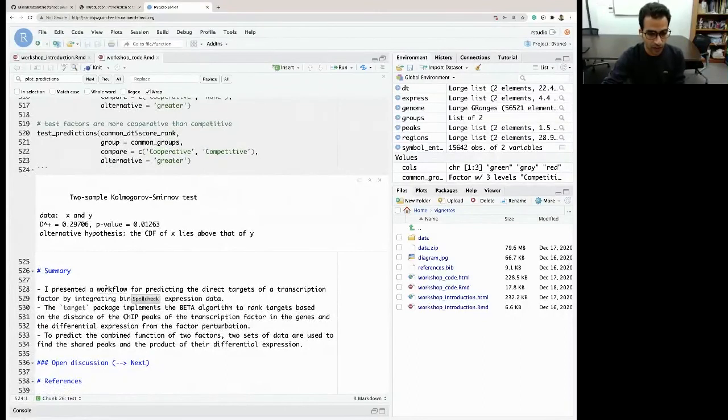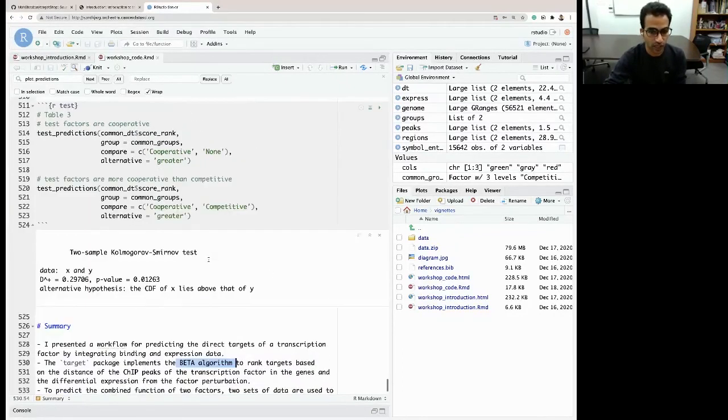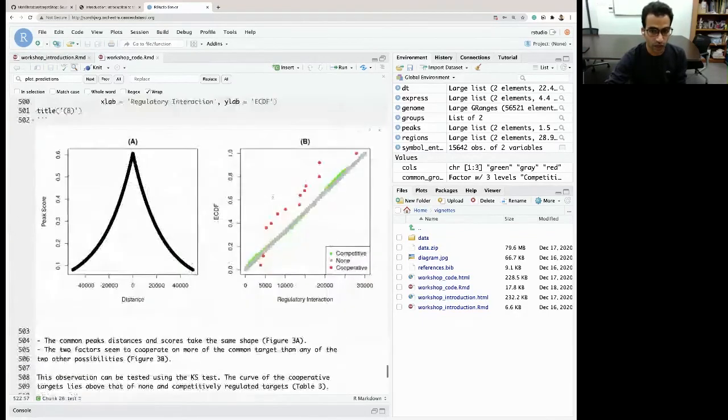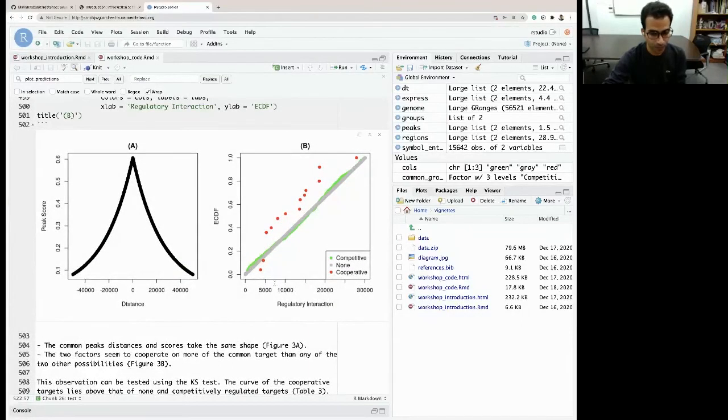So the summary of this is that using this workflow, we could integrate the transcription factor binding data and the gene expression data in the same cell line. This is based on an algorithm called BETA that was proposed by Tang et al. and Wang et al., 2011 and 2013. And then using this, I could predict the combined function of the two factors. In this case, I conclude that YY1 and YY2 cooperate. They strongly cooperate on a few targets, even though there are many targets where they still compete.